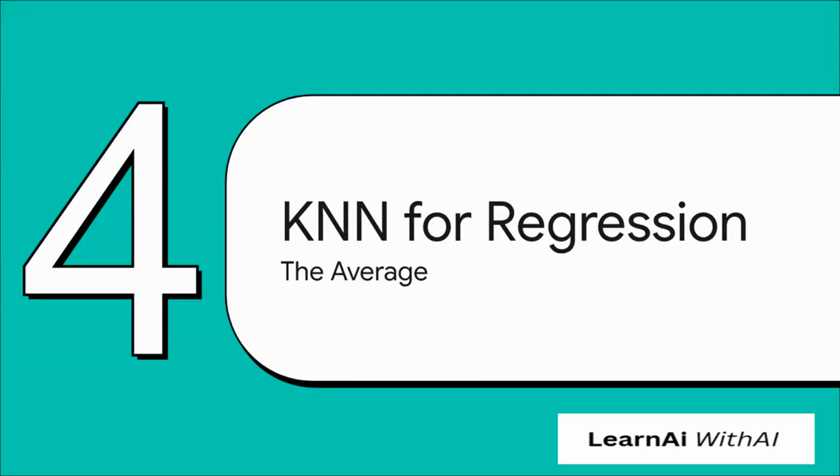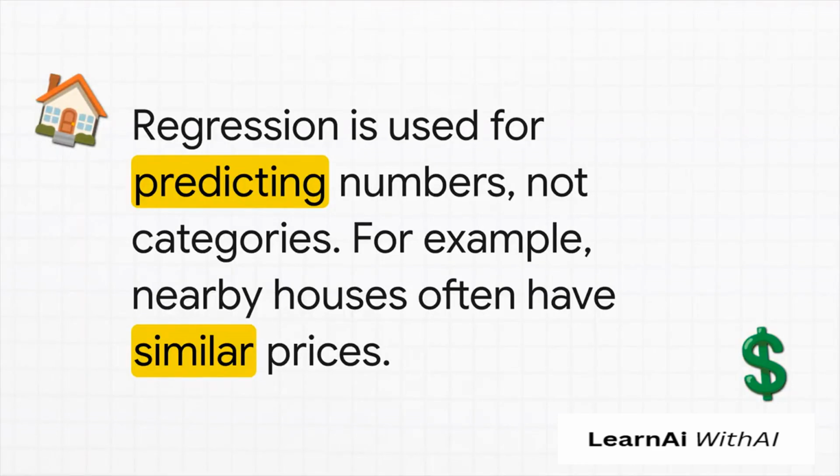Okay, but wait, there's more. KNN isn't just for putting things in boxes. It has another really cool trick up its sleeve. It can also predict actual numbers, like a price or a temperature. This is called regression. And the idea is just as simple. But instead of voting, the neighbors just take an average. Yeah, so regression is all about predicting a specific value, not a group.